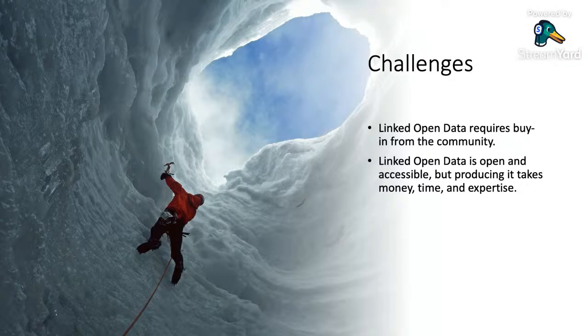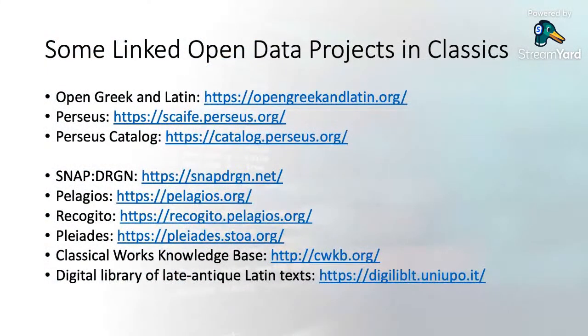Linked open data is open and accessible, but producing it takes money, time, and expertise. And that expertise is not to be taken lightly because the learning curve for implementation is pretty steep. That's not to say that people haven't done it. There are some linked open data projects in classics, and this is a sampling. I want to emphasize that because I'm sure that I have not made a comprehensive list here, and I apologize if I've left any major players out.